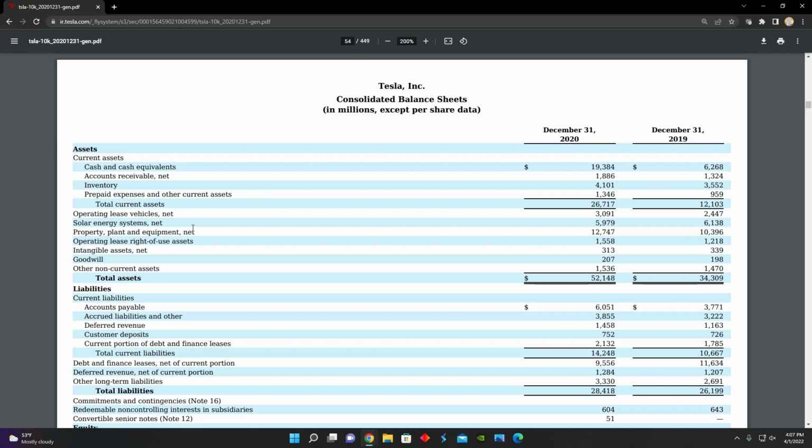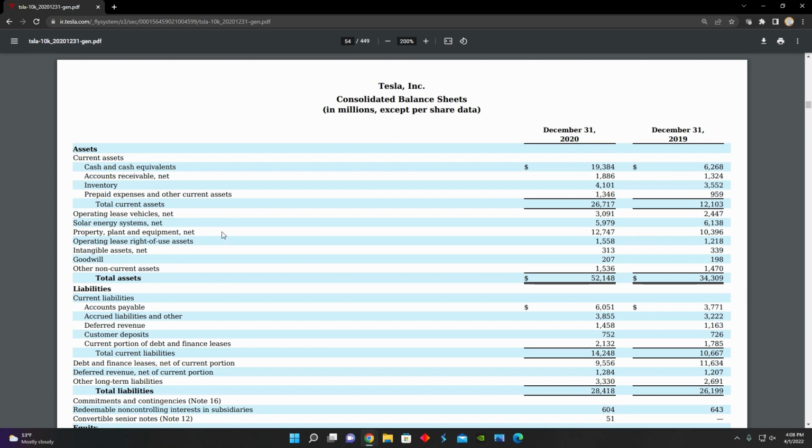Solar energy systems net is very similar to operating lease vehicles net, except it doesn't apply to the leased vehicles. It applies to their solar panels that they install into residential areas and things like that. And so this is basically just those solar panels minus the accumulated depreciation.